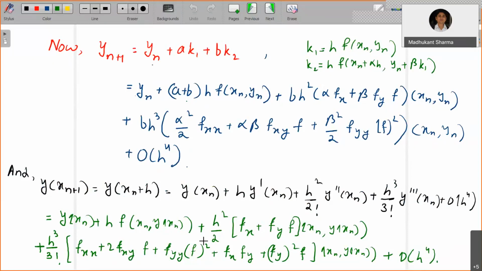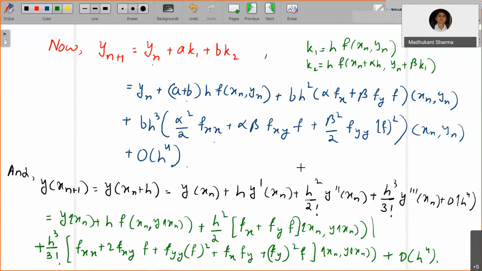Now, likewise, try to compare the third term. Now if you are going to compare the third term, they are not going to be comparable. Why? Because this is only involving fxx, fxy, and fyy, whereas in this approximation, it also includes fx into fy, fy square, f. So no matter what value of alpha beta you choose, it will never match this term. So you have to truncate after this here. You can't match it because here it also has first order partial derivatives, but in the above approximation it is not there.